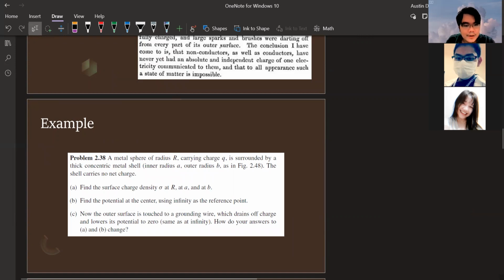So, yan. Problem 2.38. What do we need? Draw ko muna yung problem. So, a metal sphere of radius r is surrounded by a thick concentric metal shell. So, may shell daw sa labas na conductor.